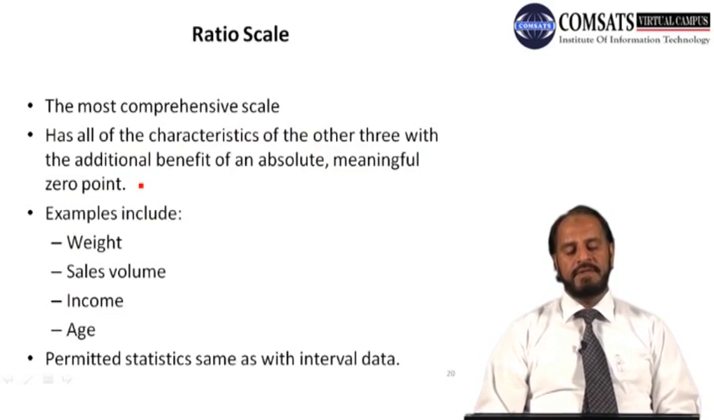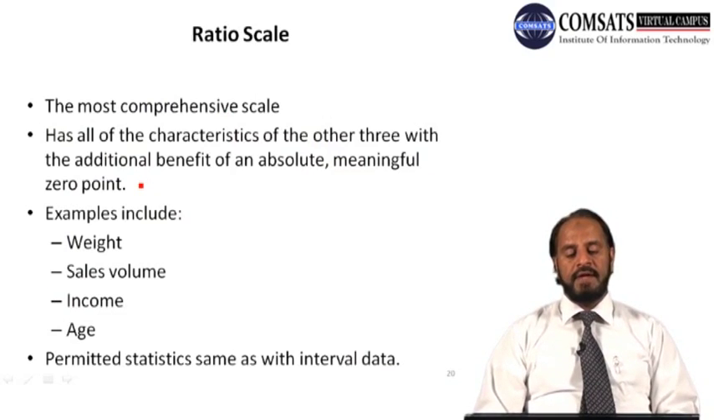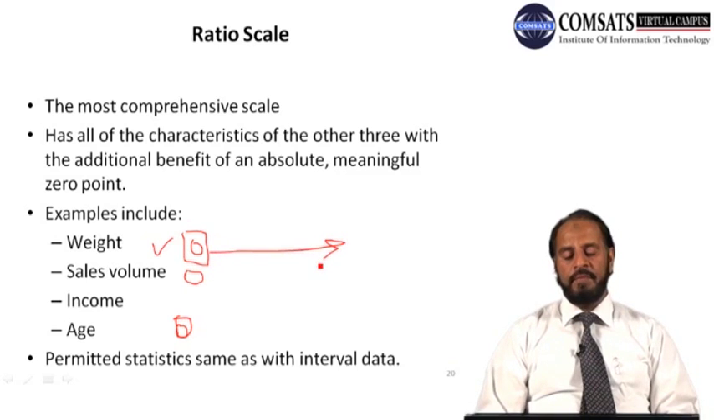The third scale we said is called the ratio scale, which is the most comprehensive scale. It has all the characteristics of the other three scales, with the additional benefit of having an absolute zero, which is a meaningful zero starting point. For variables such as weight, we can have a zero weight, meaning there's no weight, or zero sales, or zero age, which is when no one is born yet. Here you have an absolute starting point, and then you move onwards from that point.